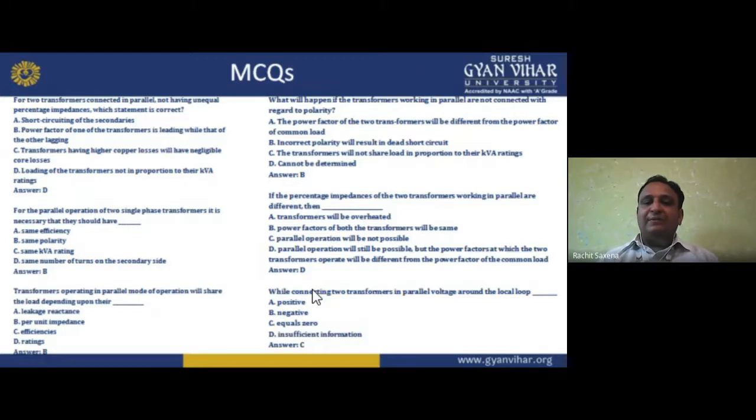What will happen if transformers working in parallel are not connected with regard to polarity? Incorrect polarity will result in a dead short circuit. If the percentage impedances of the two transformers working in parallel are different, the option is D: parallel operation will still be possible, but the power factors at which the two transformers operate will be different from the power factor of the common loop. While connecting two transformers in parallel, the voltage around the local loop should equal what? Zero. That is option C.